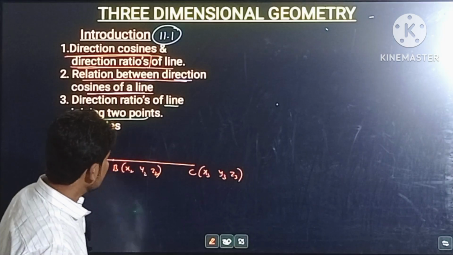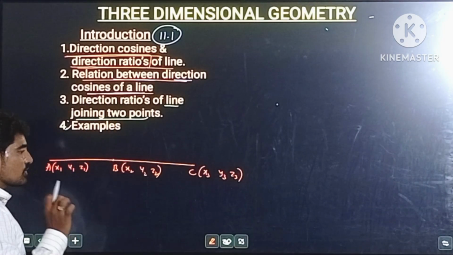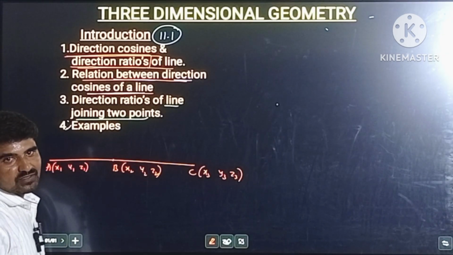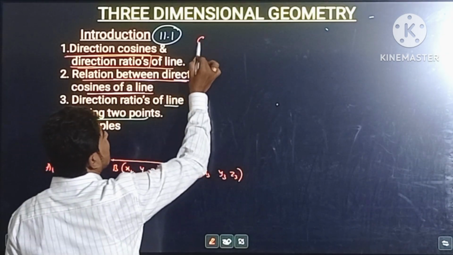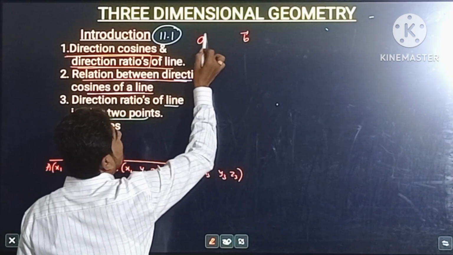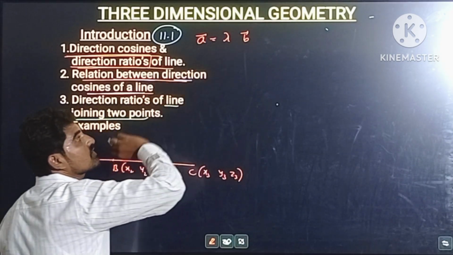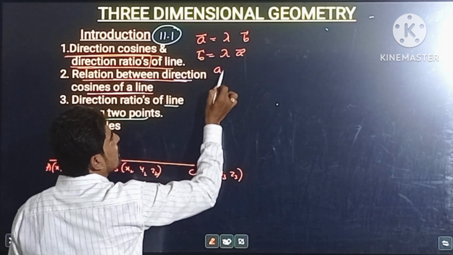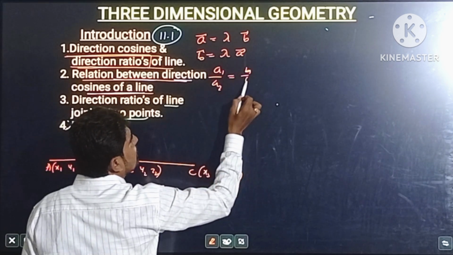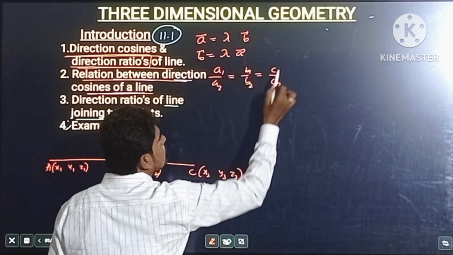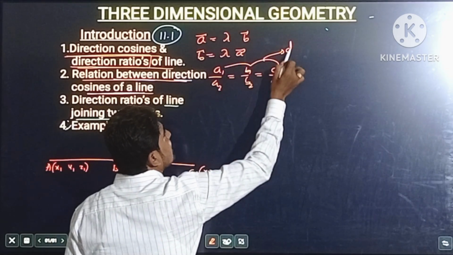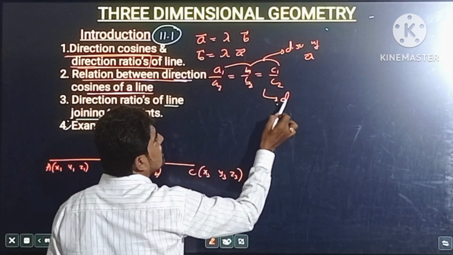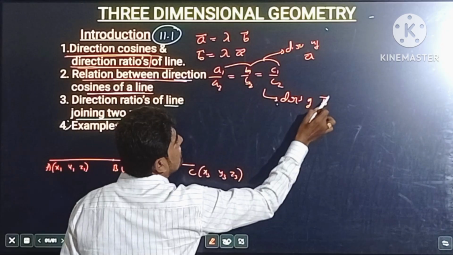So to prove that these 3 points are collinear, we just prove that any two vectors joining these 3 points are collinear. So we know that two vectors, A vector and B vector, are collinear when A vector is equal to lambda times B vector, or B vector is equal to lambda times A vector, or A1 by A2 is equal to B1 by B2 is equal to C1 by C2, where A1, B1, C1 are the direction ratios of A vector, and A2, B2, C2 are the direction ratios of B vector.